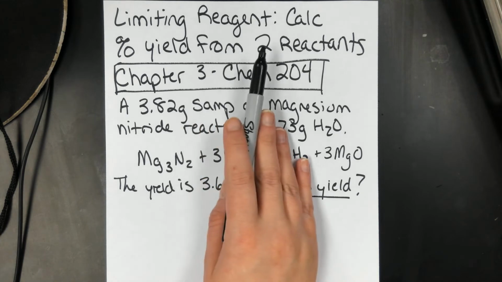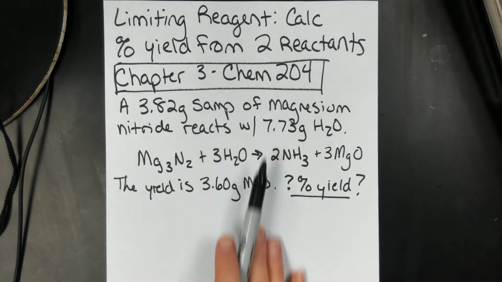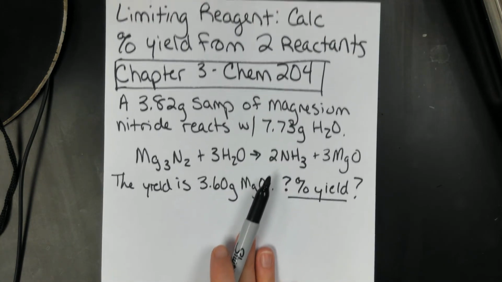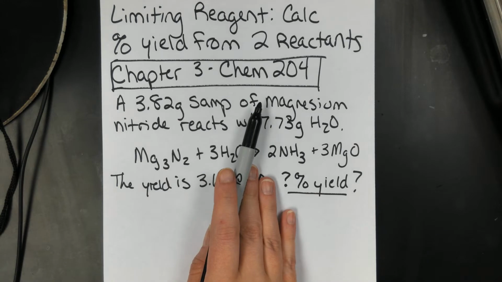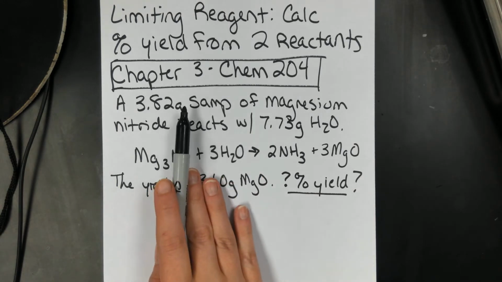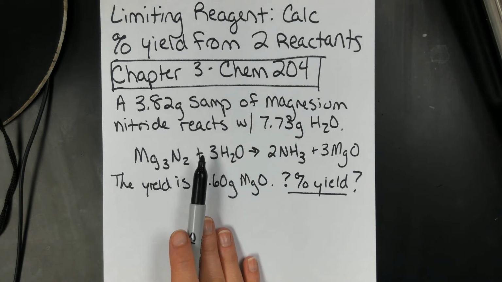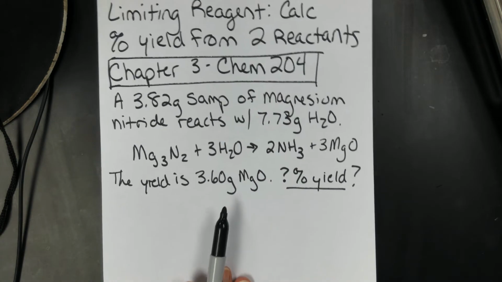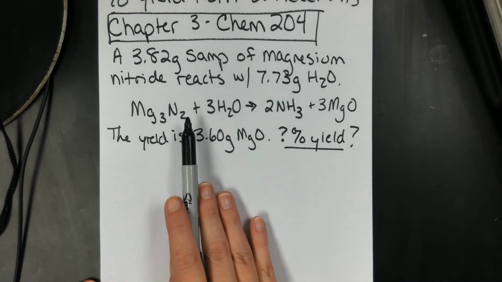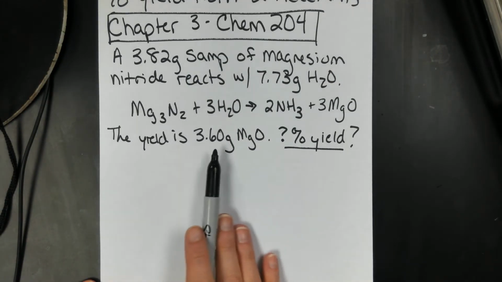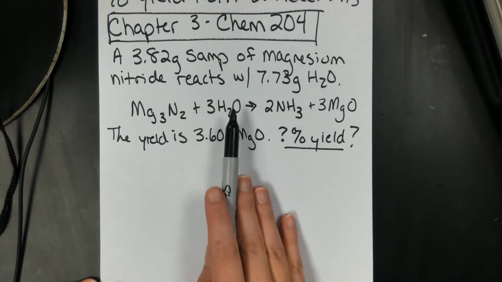In this problem, we're going to be calculating percent yield from two reactants. This is for anybody interested, or for the Chem 204 Gen Chem 1 class, and this is from Chapter 3. A sample problem that I have from Mastering Chemistry gives us two different reactants, and they say that they get a certain amount of a product, and we need to know the percent yield. We can do this problem.